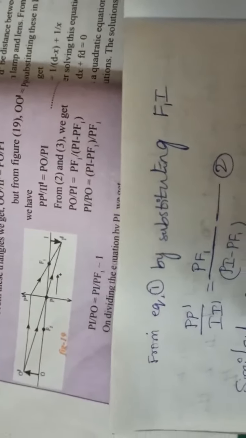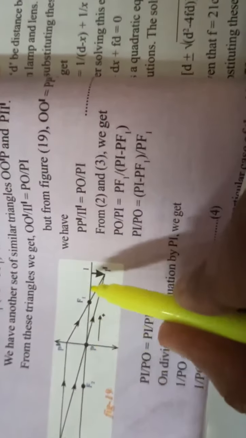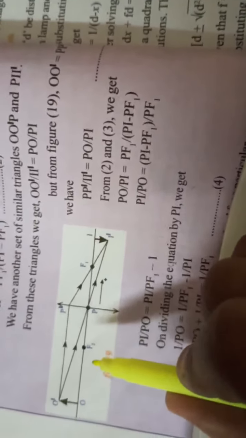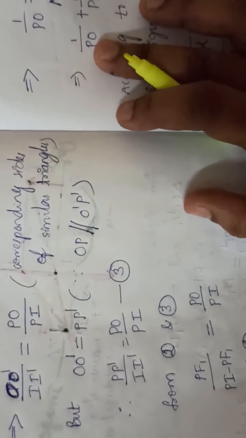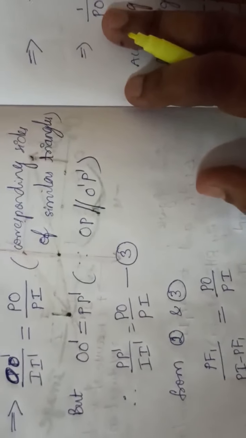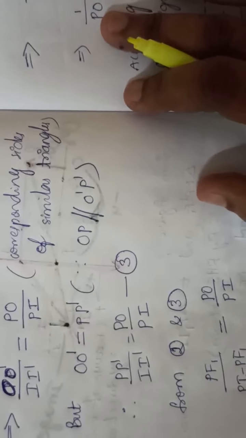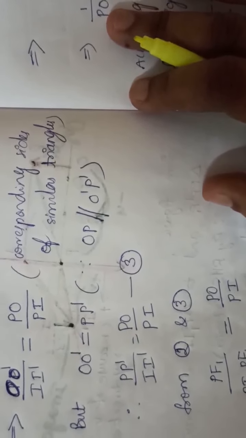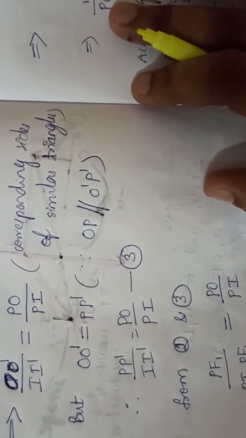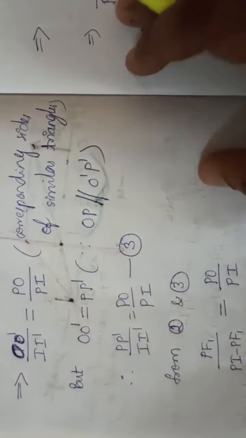Similarly from figure O dash P and triangle PII dash, these two are right angle triangles. Right angle here, right angle at I, and here right angle at O. So I am writing the corresponding sides of the two similar triangles are in equal proportional ratio, like that: O dash P dash by I dash. These two are sides of the two similar triangles, and PO by PI. These two are the bases of the two similar right angle triangles.